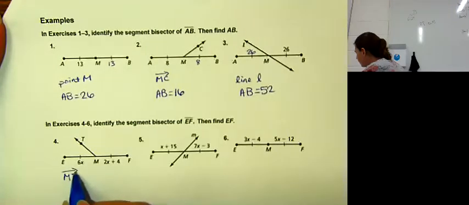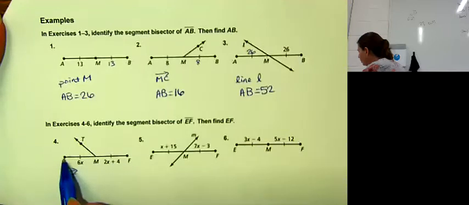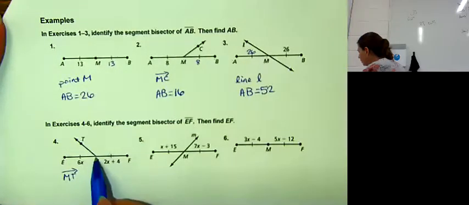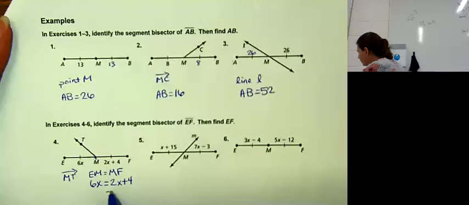So we have ray MT. So if we know that this is our segment bisector, M becomes our midpoint. So that means EM is equal to MF. So 6x has to equal 2x plus 4. So we can solve for x. So we're going to subtract 2x and then divide by 4. So we find out x equals 1.